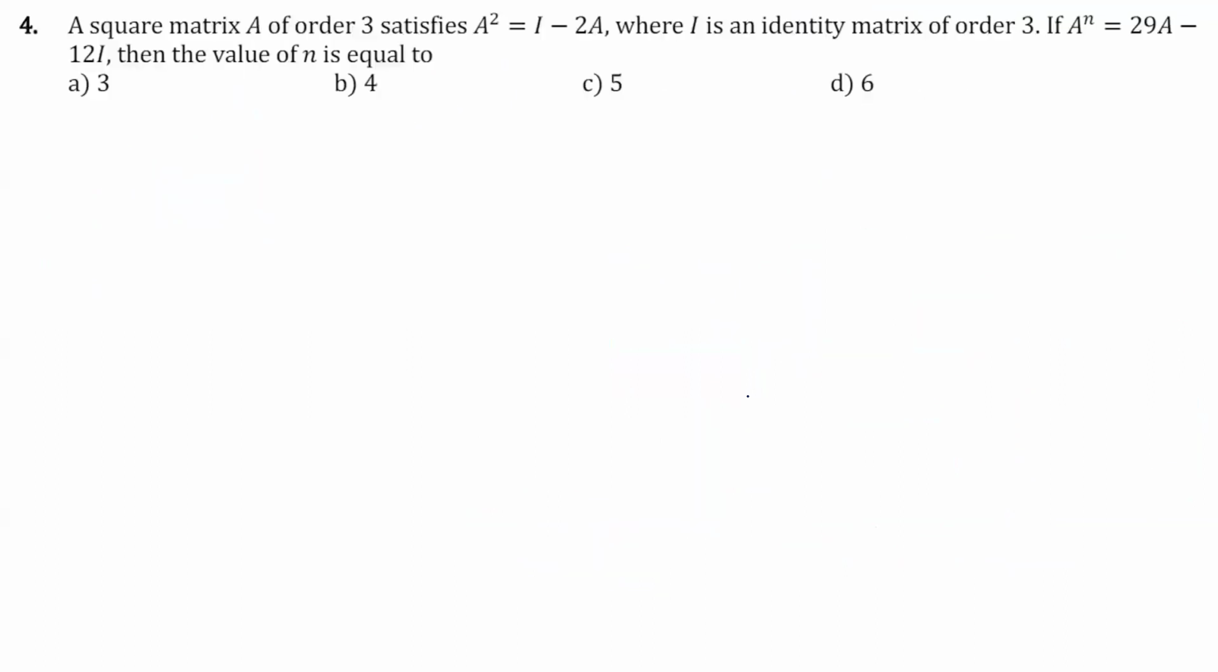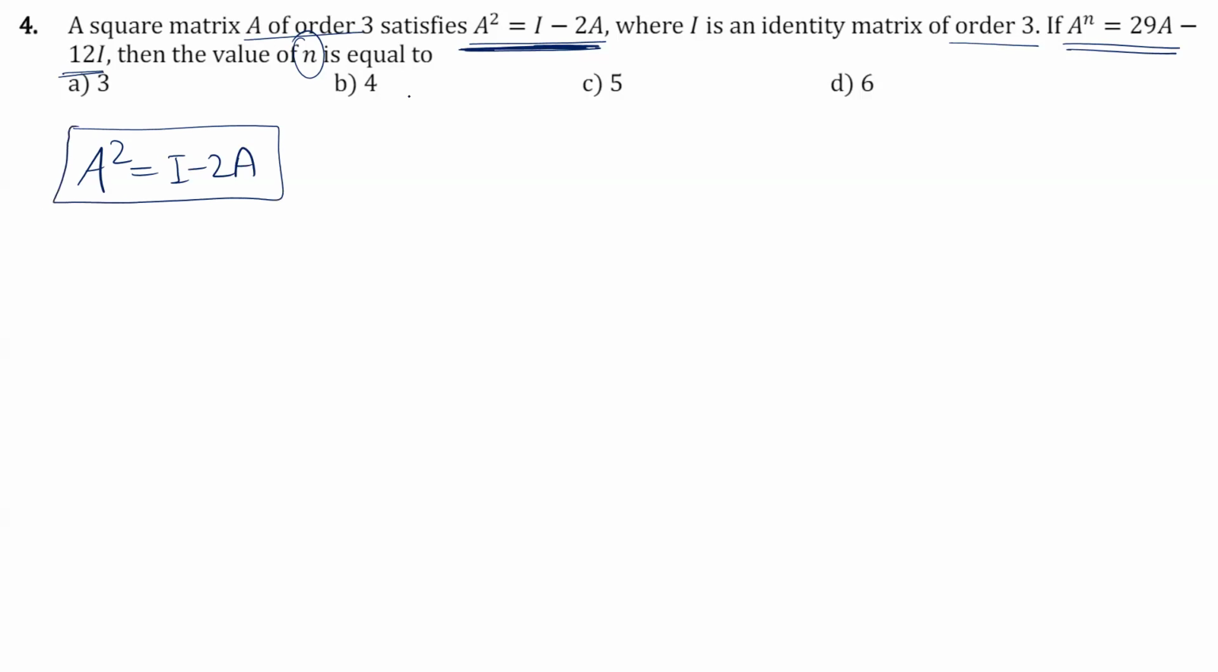Okay, let's move forward. And this is your square matrix A of order 3 satisfies A square equals I minus 2A, where I is an identity matrix of order 3. If A power n equals 29A minus 12I, then the value of n is equal to. So here we have already this A square equals I minus 2A. No other information is there. So we will utilize this one only. And yes, I is an identity matrix of order 3. Okay, and here A power n equals 29A minus 12I.